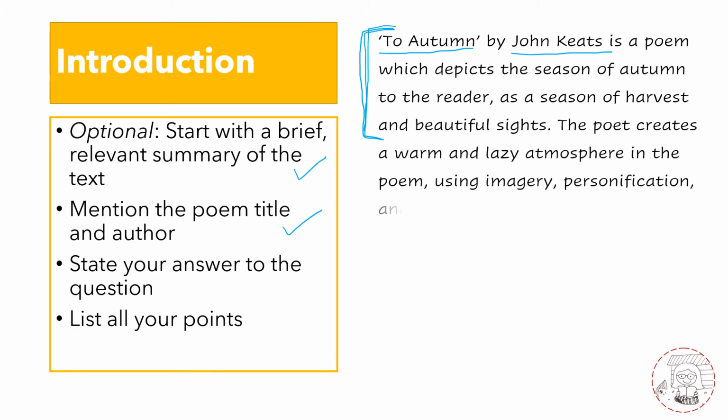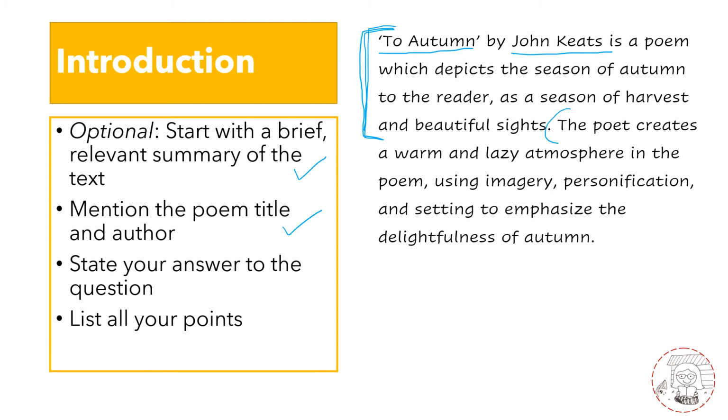Let's go to my second sentence. The poet creates a warm and lazy atmosphere in the poem using imagery, personification, and setting to emphasize the delightfulness of autumn. What have I done here? Firstly, I've stated my answer to the question. The question said, how does a poet create a warm and lazy atmosphere? And the answer is, the poet creates a warm and lazy atmosphere by using, and so on. So I have stated an answer to the question, and at the same time, I've also listed my 3 points using imagery, personification, and setting. So the examiner knows exactly what to look out for in the rest of my essay.